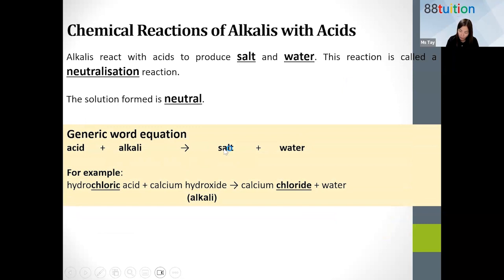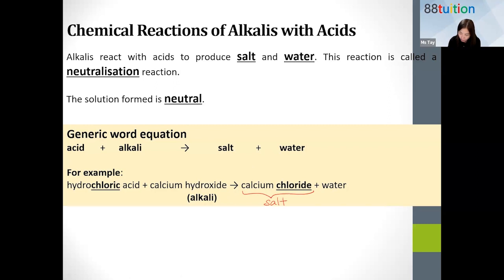The salt is not actually the table salt that you are consuming at home or outside when you buy food. Whatever food that is savory contains table salt, right? This is not the same as table salt. This is actually the salt from the chemical reaction. It's a generic term, a very general term. For example, this particular substance here, calcium chloride, is actually the salt that we are talking about.